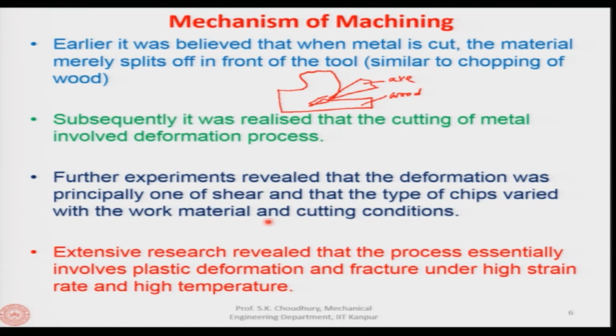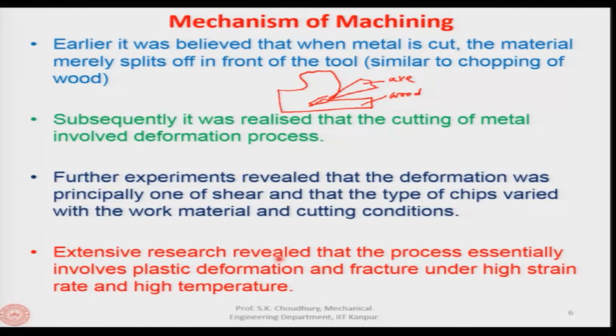What kind of chips you will be getting depends on the cutting parameters particularly, and on the work material. For example, you know that if it is cast iron, which is a brittle material, you will get chips which are different from when you are machining mild steel, for example, which is a ductile material. In case of ductile material, it is continuous chips. In case of brittle material like cast iron, it will be discontinuous chips and so on.